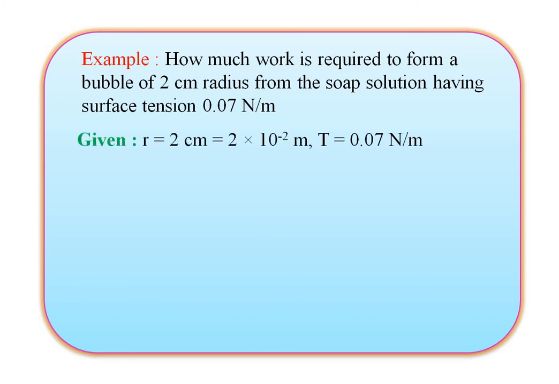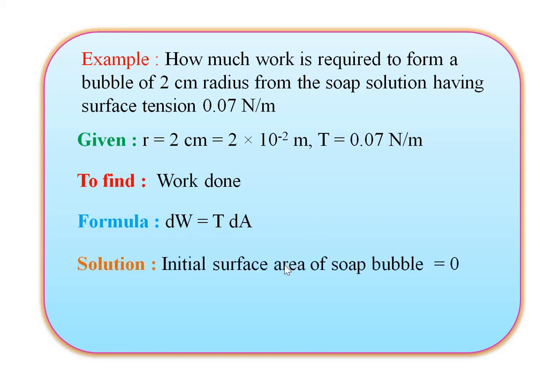Given, the radius is equal to 2 cm, converted into the SI unit, that means 2 into 10 raised to minus 2 meter. Surface tension given is 0.07 Newton per meter. So here we have to find out the work done. We know that the formula for the work done, dW is equal to T times dA. So first we have to calculate the dA, that means the increase in the area.